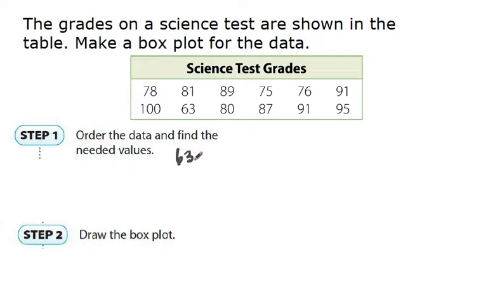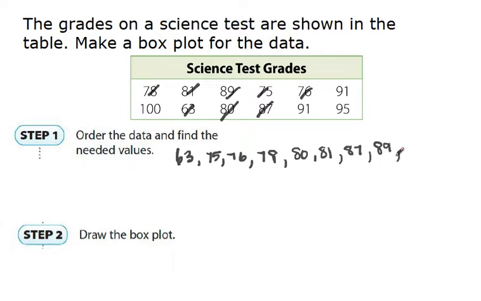So let's start again. We had 63, 75, 76, 78, 80, 81, 87, that's where I made that mistake last time, 89, I have 2 91s, I have a 95, and a 100.